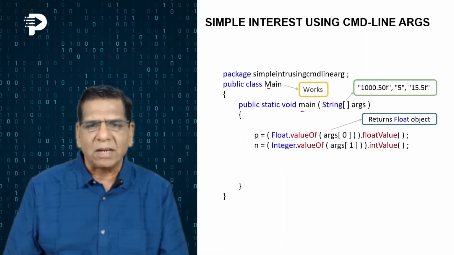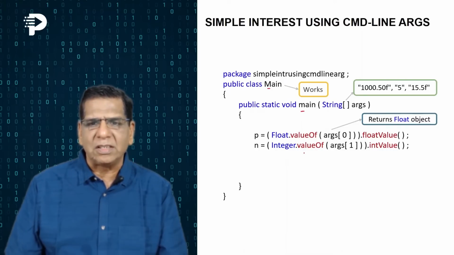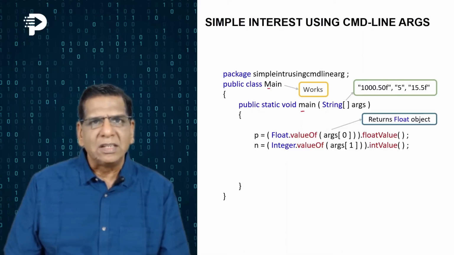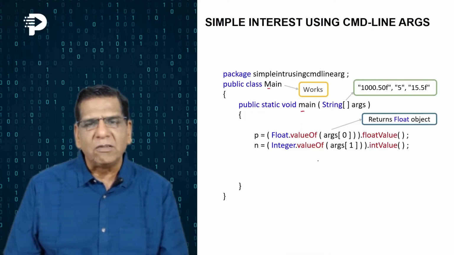On similar lines, I will make use of the Integer class present in the Java library. Call its method called valueOf. It will return me an Integer object this time. Within that Integer object, there is an instance method called intValue. It will return me the integer value. I will collect it in n.